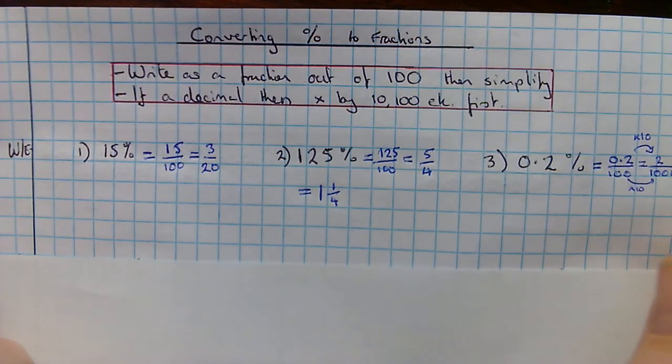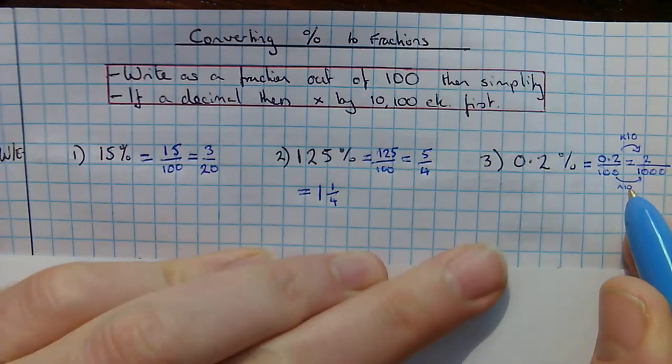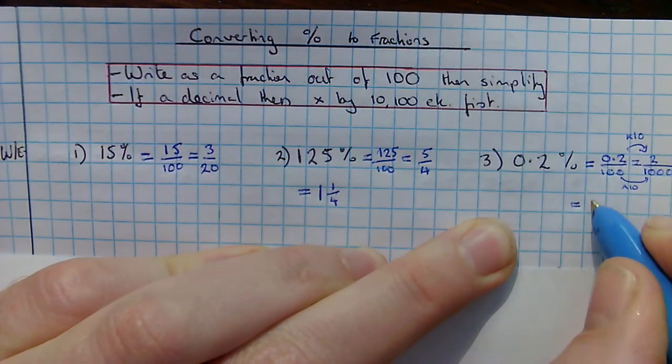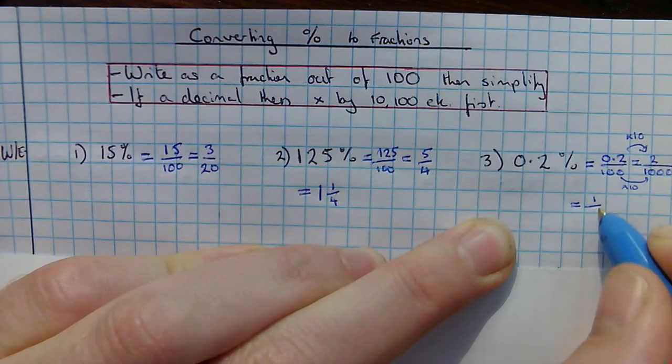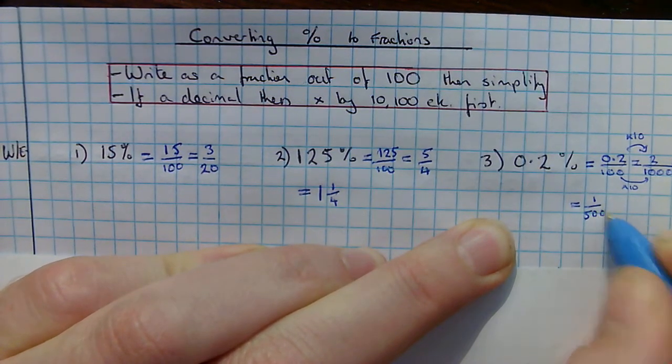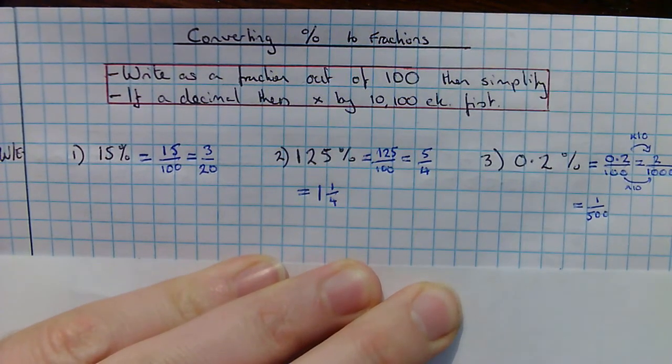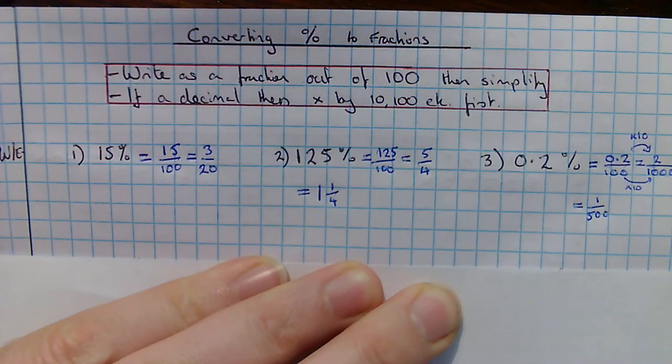Actually, I can now simplify that because both of them are even. So it gives me 1 out of 500. So 0.2% is the same as 1 out of 500. Okay, pause the video there. Write down the worked examples and then try the questions yourself.